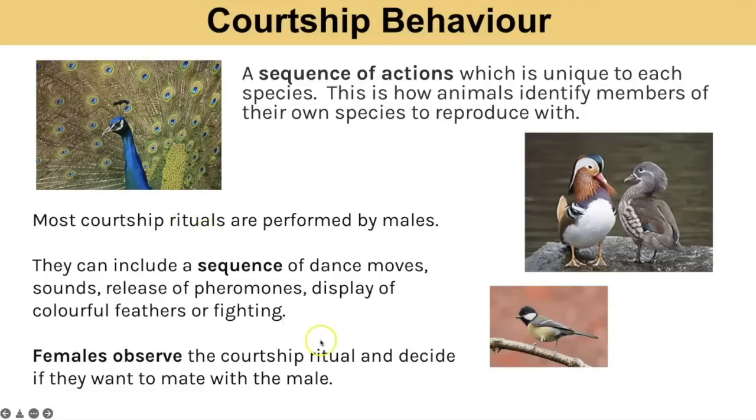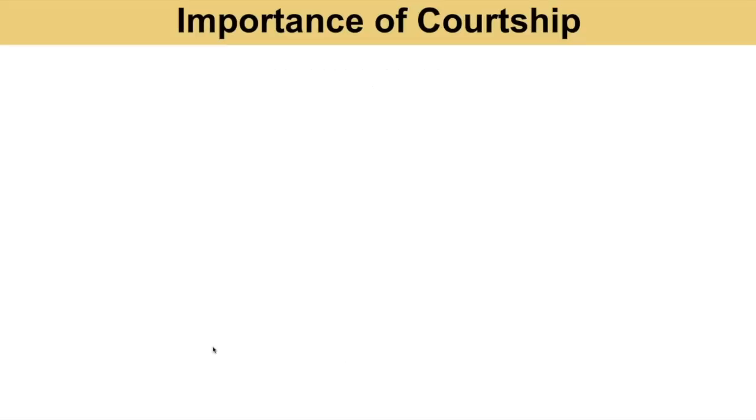Now, this sequence could include dance moves, creation of sounds, release of pheromones, display of feathers, fighting. Whatever it is, it's always a unique sequence to that species. The female then observes the ritual and decides if they look like they have a good enough set of alleles, based on their fitness, their performance, to mate with.